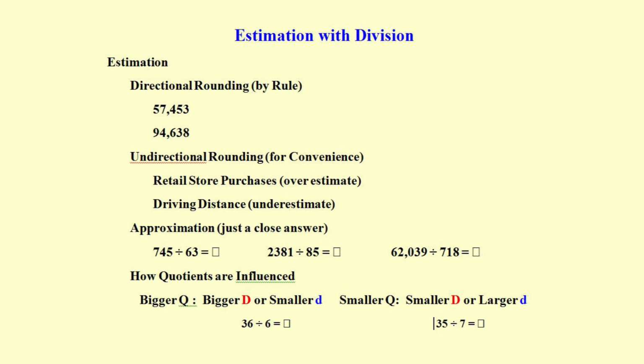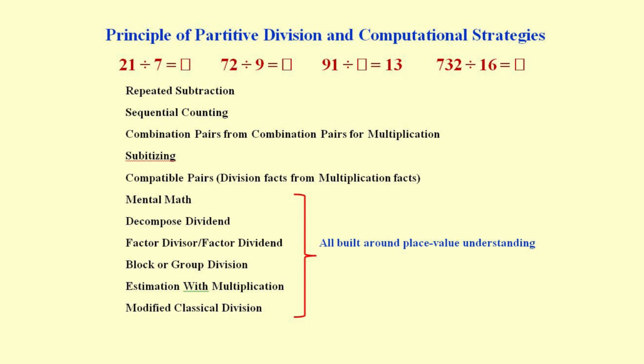So we talked about all of these strategies for partitive division, these computational strategies for partitive division in this list down through modified classical division. And the hope is they were all built around place value with understanding. And we talked about the outcomes depending on whether your objects, your dividend set, are discrete or whether they're continuous. Now I want to turn my attention to quotative division, but the good thing about quotative division is all the strategies that we learn for partitive division are the same for quotative division, and let's see why that's the case.